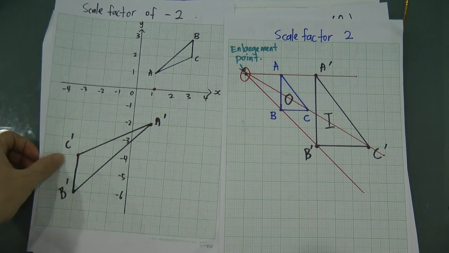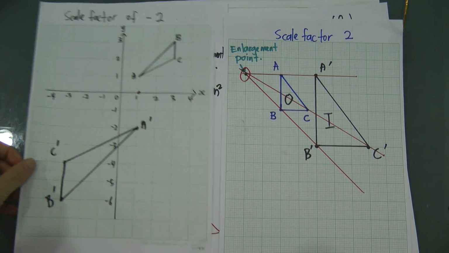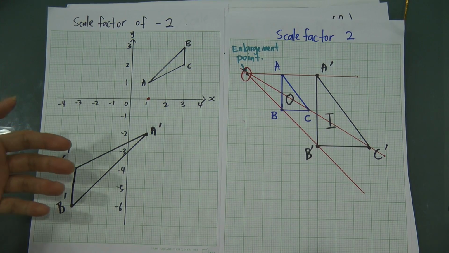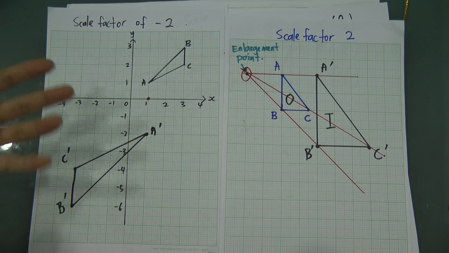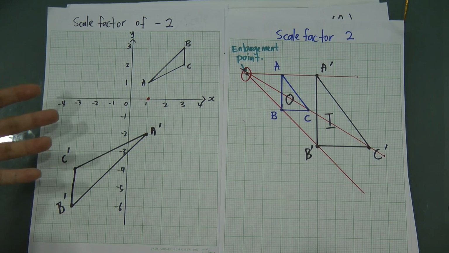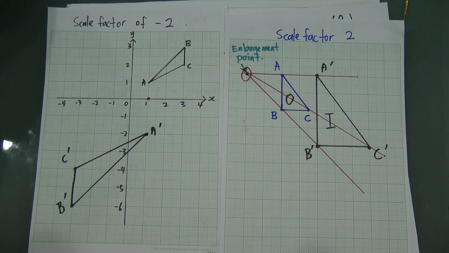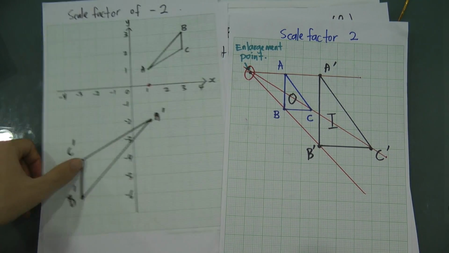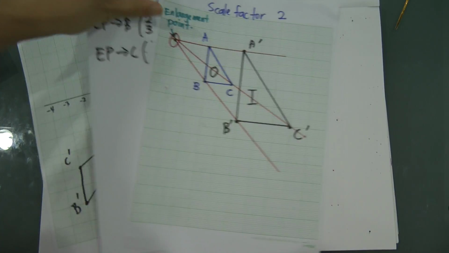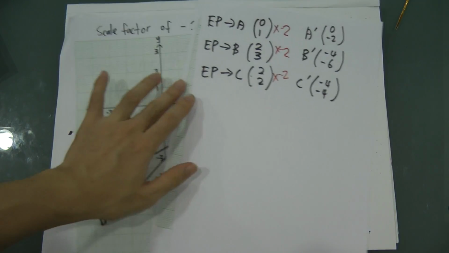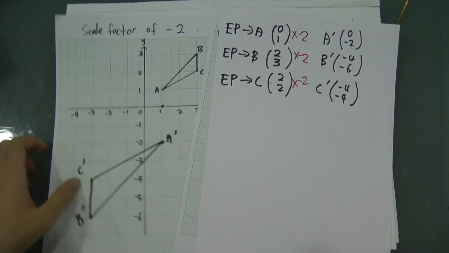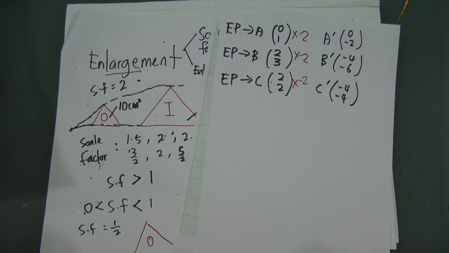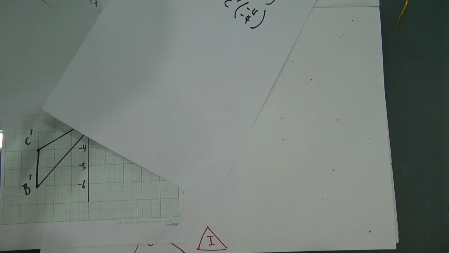So I hope this video can give you some insight on how to differentiate whether the scale factor is negative, or the scale factor is less than 1, between 0 to 1, meaning the object becomes smaller. Alright, and using my translation method, this is very easy. As long as you understand translation, you just multiply your scale factor and you can easily do it. And I also teach you how to find the center point, meaning how to find the enlargement point.